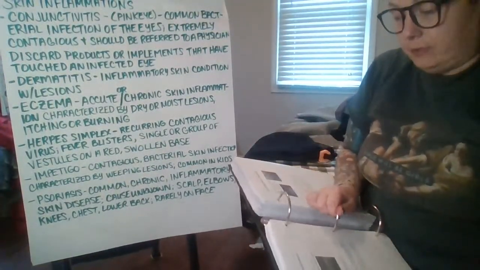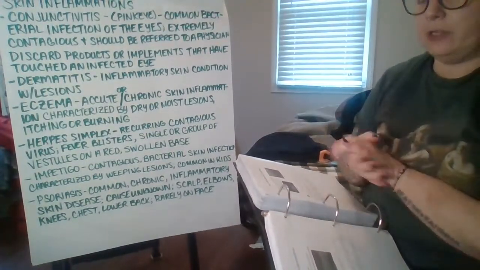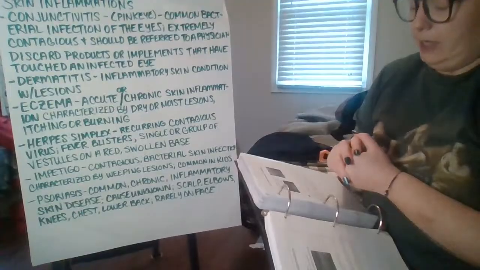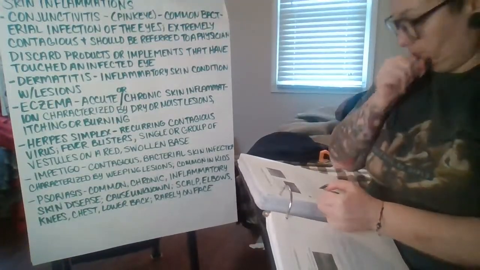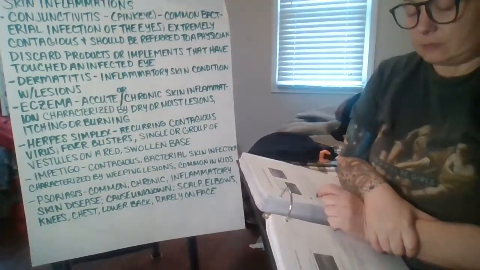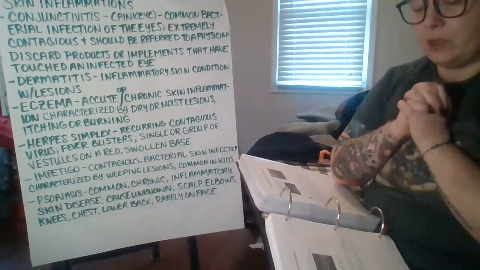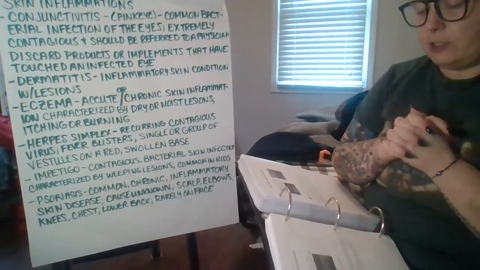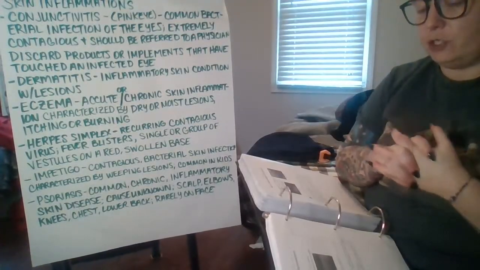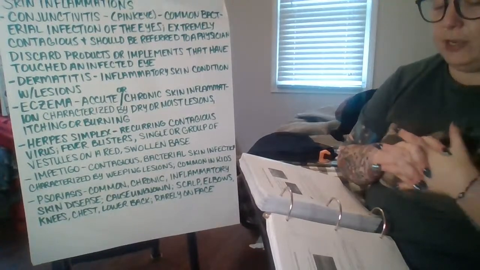Skin inflammations. You may not know this, but it falls under a skin inflammation because it involves your eyelid. The first one we have is conjunctivitis, or pink eye. It's a common bacterial infection of the eyes, extremely contagious, and should be referred to a physician. Discard products or implements that have touched an infected eye.